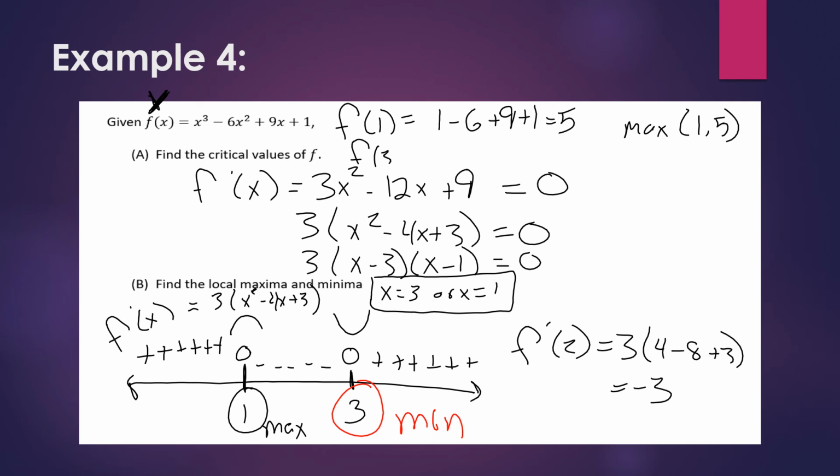Let's try f of 3. It's going to be 3 cubed, that's 27, minus 6 times 3 squared, 54, plus 9 times 3, 27, plus 1, should be 1. So my min is at (3, 1).